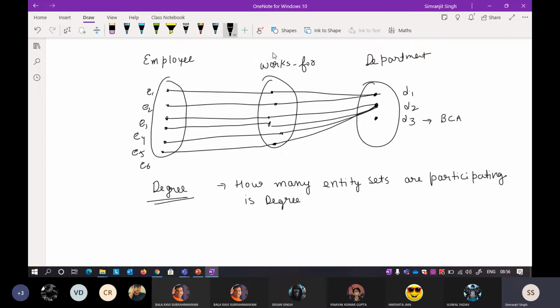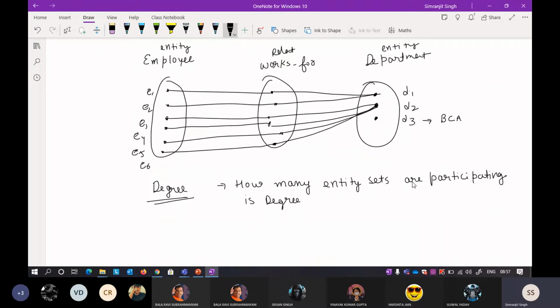Now this is your relationship, you already know this. This is your entity. So what is an entity? Entity is a noun. What is a noun? A name of a person, place, or thing. You already know that in English, so it is a very easy way to remember it. Employee is an entity, department is also an entity, and this is a relationship.